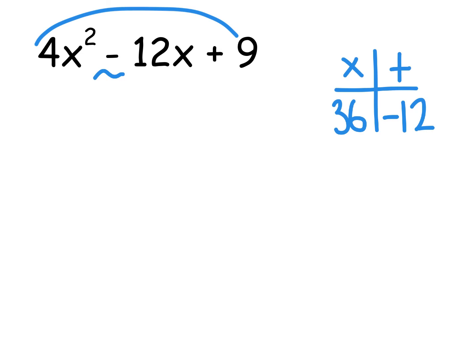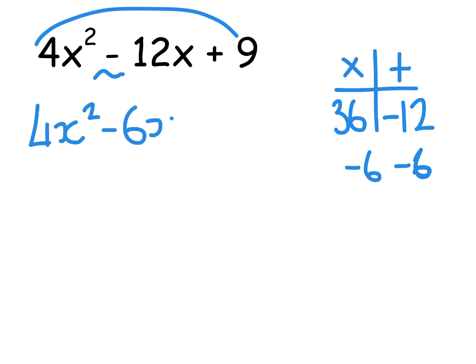And I think I've spotted it. A minus 6 and a minus 6 would work here. That would give me positive 36, and it would give me minus 12. So I'm going to take my first term, 4x squared. I'm going to write minus 6x minus 6x in the middle, and then my plus 9 on the end.